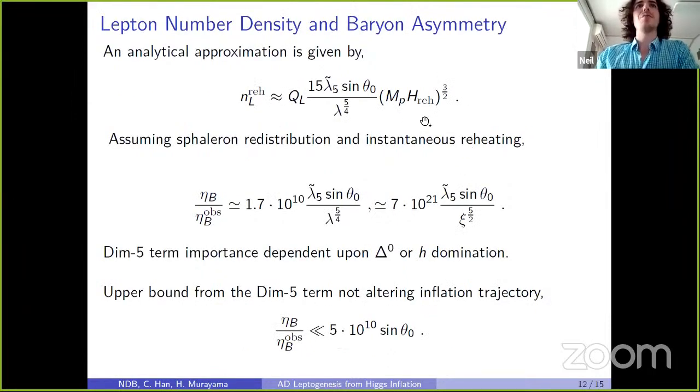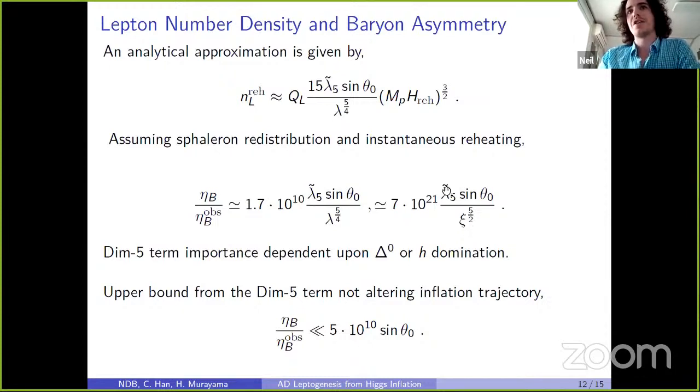So we can write down this analytical approximation, which, after assuming the reheating is instantaneous, well, it's not really instantaneous, but there's no extra production of entropy, gives us this simple equation for the asymmetry parameter, which just depends upon this dimension 5 coupling, the initial value, and this non-minimal coupling.